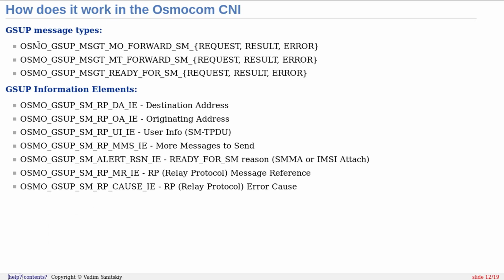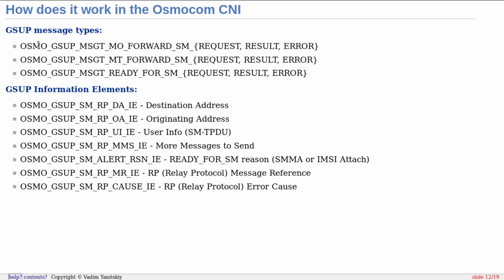So we have some basic information elements like destination address, originating address, the TPDU itself, and more messages to send. Those are more or less generic information elements from the MAP specifications. Alert reason, of course, is also a part of this specification.